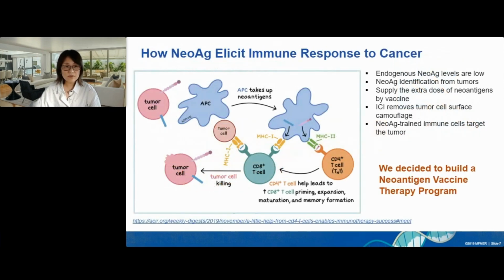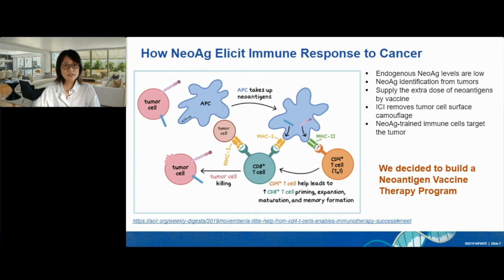Here's a brief overview of how neoantigen works. The tumor cells, like the one in the center of this diagram, present neoantigens by MHC to T cells. In addition, antigen-presenting cells such as the dendritic cells, the large blue cells that look like starfish, can also take up and present neoantigens. Together, this process leads to adaptive immune responses that kill cancer. This is how endogenous neoantigens work.